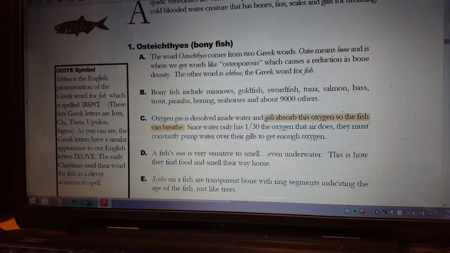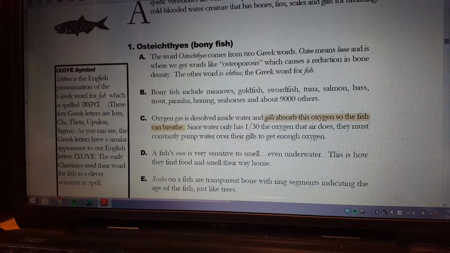It says the IXOYE symbol. Ichthys is the English pronunciation of the Greek word for fish, which is spelled IXOYE. These 5 Greek letters are iota, chi, theta, upsilon, and sigma. As you can see, the Greek letters have a similar appearance to our English letters.